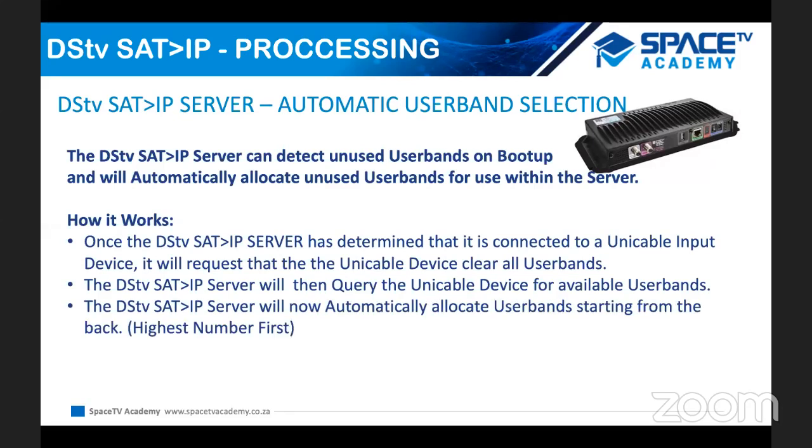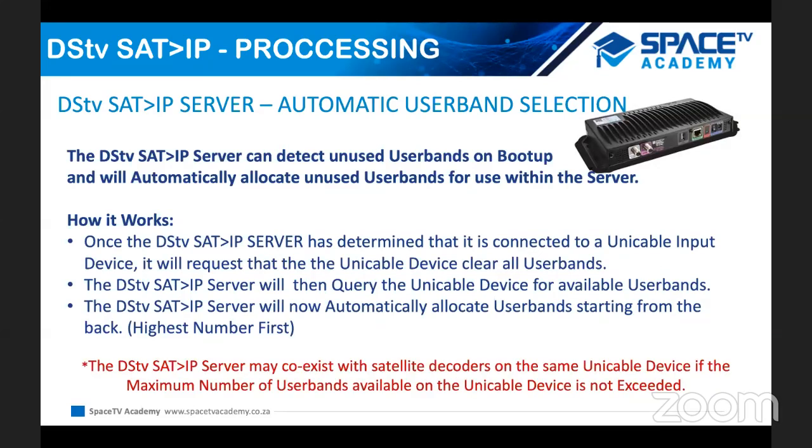The DStv SATIP server will now automatically allocate user bands starting from the back. So it starts from the highest numbers. So if you have a smart LMB which has 30 user bands, typically 0 to 29, it will start allocating from 29 backwards and not from 0 downwards, as one would have expected.